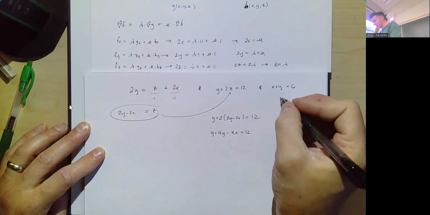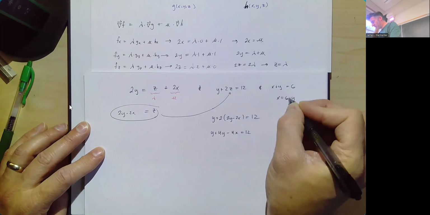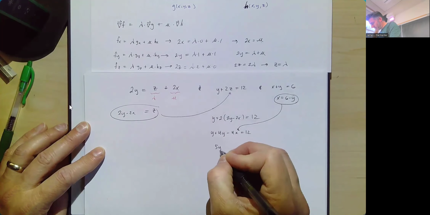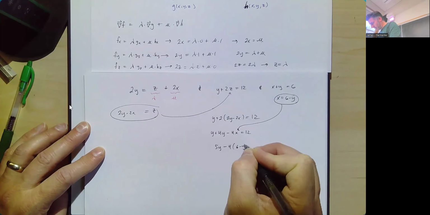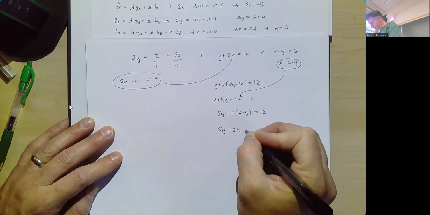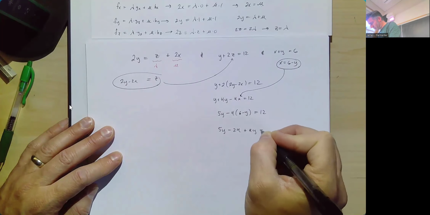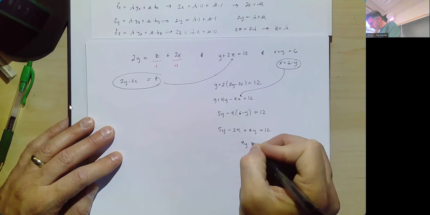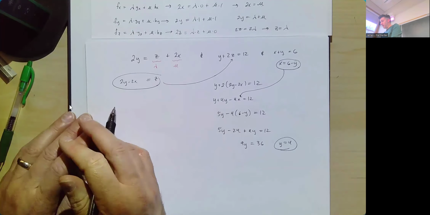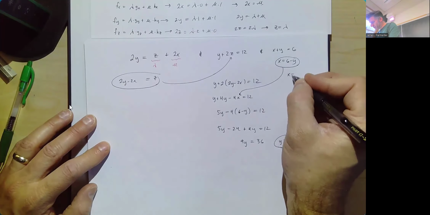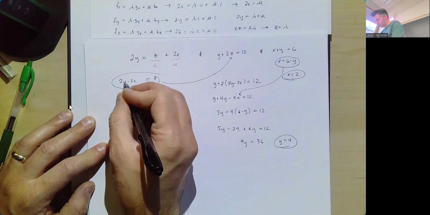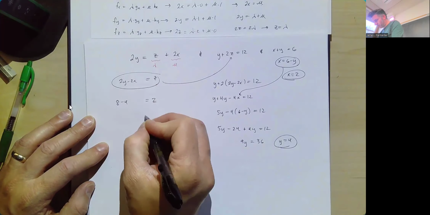And then I can take this and say that x equals 6 minus y and plug that in here and say that 5y minus 4 times 6 minus y equals 12. So then 5y minus 24 plus 4y equals 12. So 9y equals 12 plus 24. So y equals 4. And then x equals 6 minus 4. And then z equals 2y minus 2x. So z equals 8 minus 4.